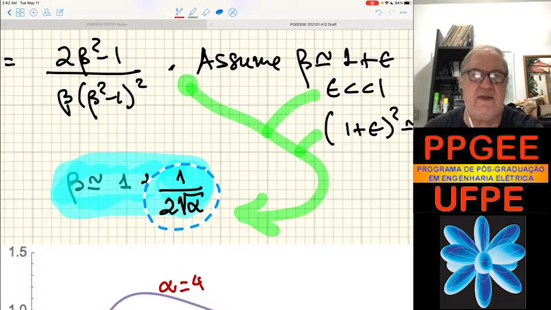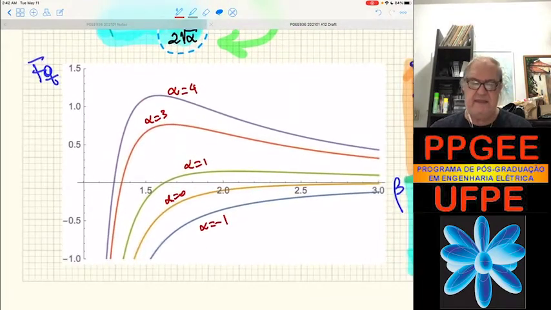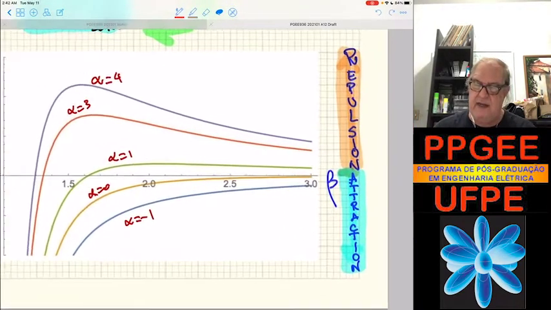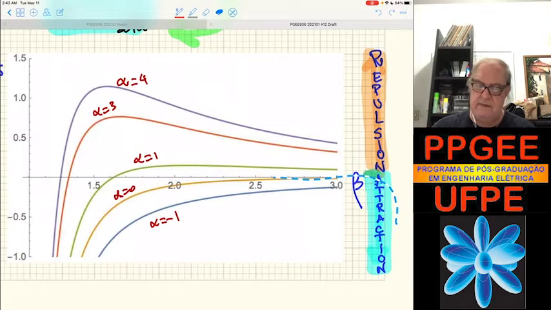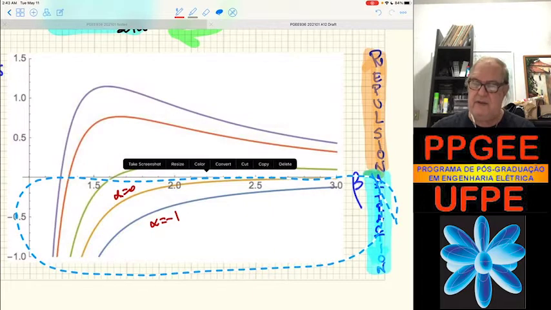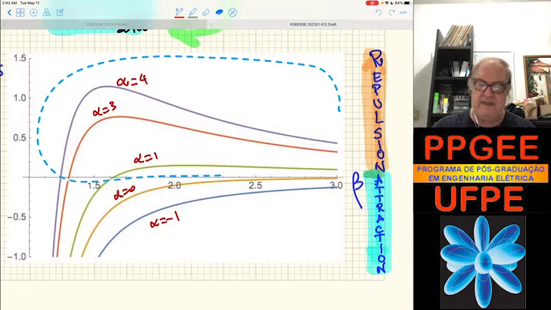So maybe it's easy to show here. Here are some plots of the force. The attractive force happens in this region here. Attraction is everywhere the force is negative, and repulsion is where the force is positive.